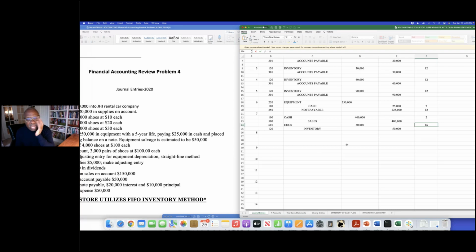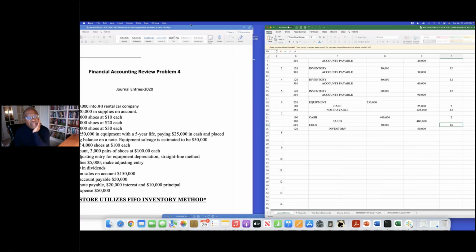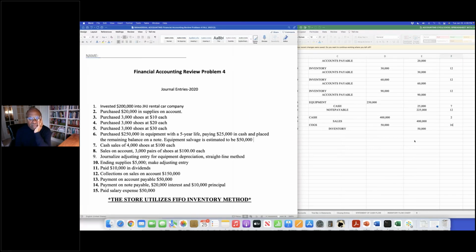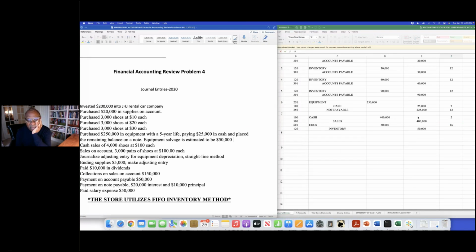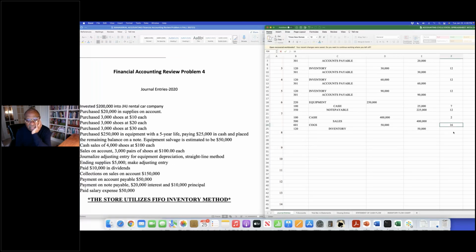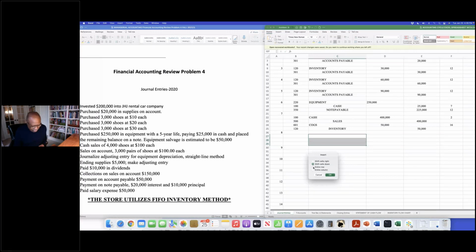Okay. In number 8, we have a sale on account. So we had a cash sale, now we have a sale on account. What's our type going to be? With the type sale, that's going to be a type 15. So our type is 15.